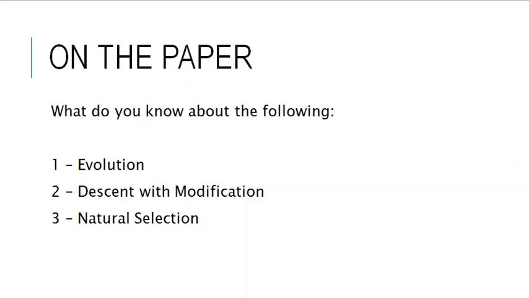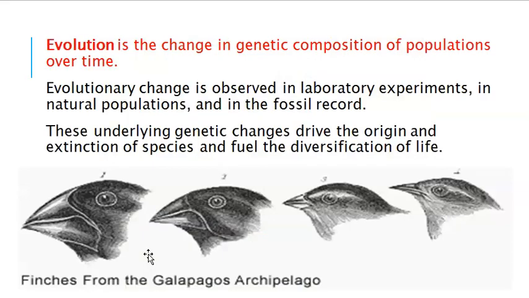Right now, I want you to pause and think, what do you know about the following? Evolution, that term, descent with modification, and natural selection. Okay, so evolution is literally the change in genetic composition. It's a change of DNA. Now, we're not talking about goo to you or monkeys to man. We're talking that if a population changes enough genetically, evolution has happened. And then that leads to speciation, which you can see right here, different species of finch.